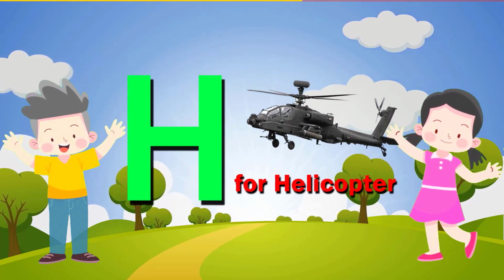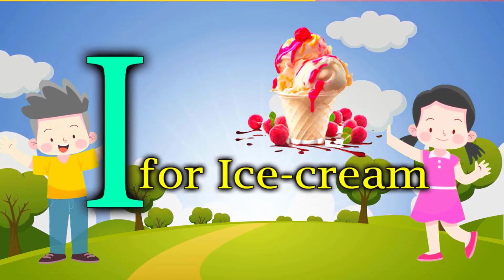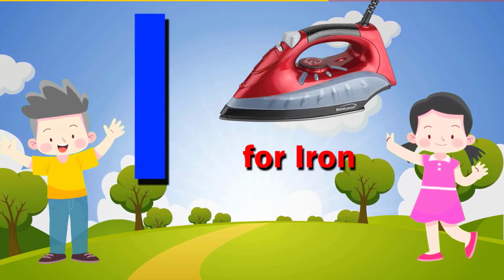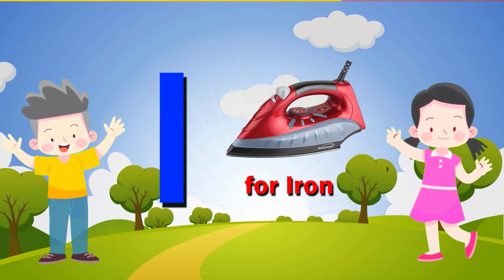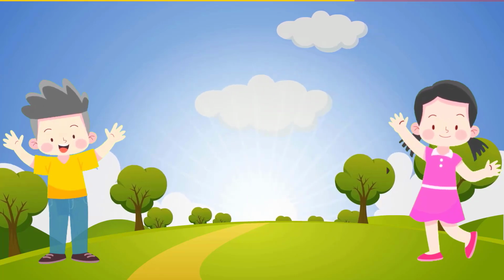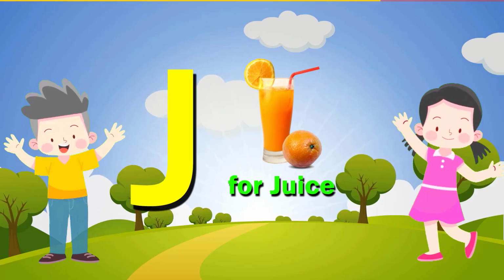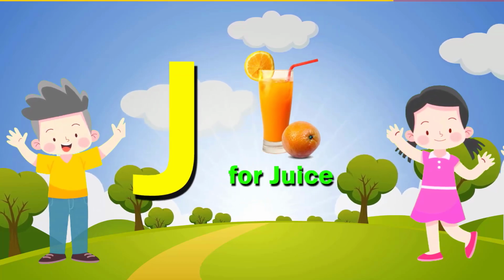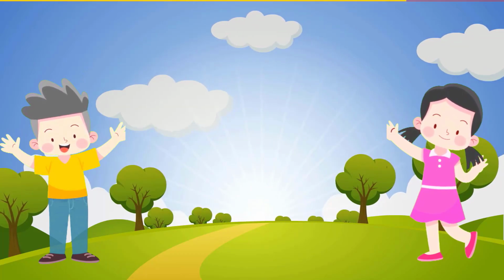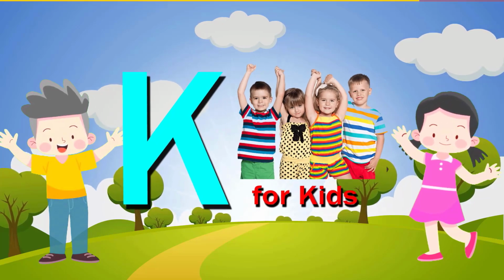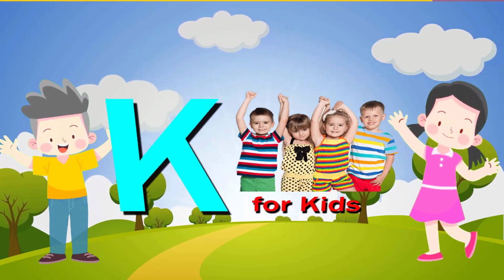I for ice cream, I for iron. J for jug, J for juice. K for kite, K for kick. L for lion, L for lemon.